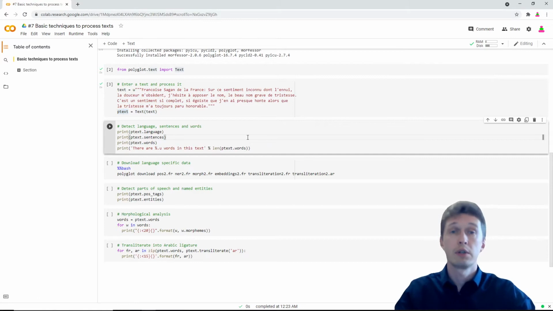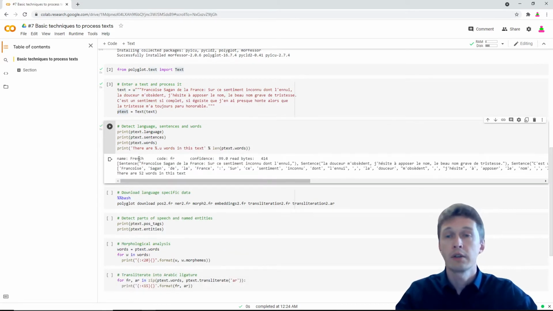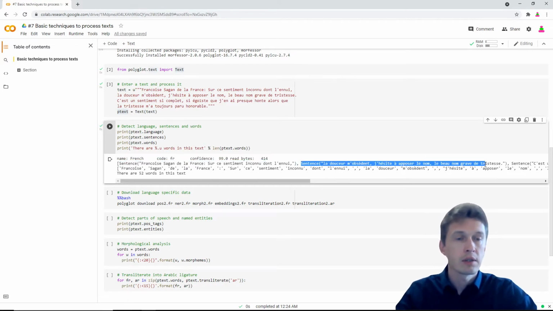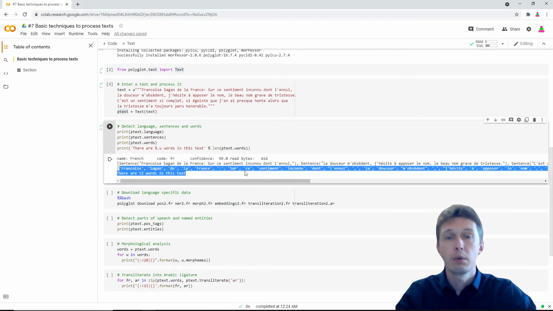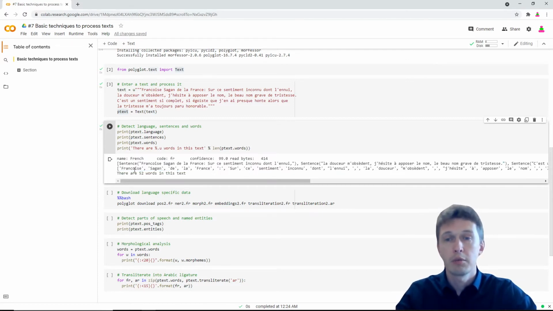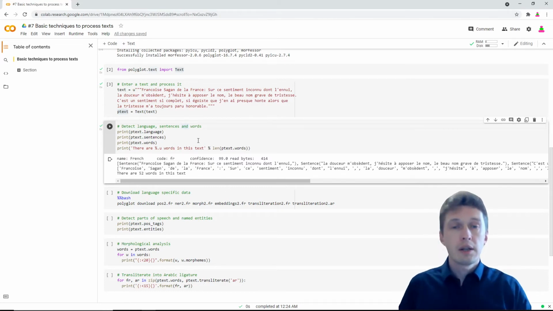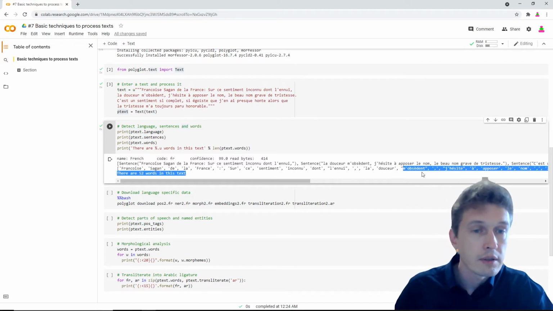Now we will detect what the language is, detect sentences and words, and count how many words there are in the text. Let's run. You see this is French, which is correct, and the confidence level is 99%, and we have a list of sentences, sentence 1, sentence 2 and further, and we have all the words. So each one is separately put as an item of a list. There are 52 words, including punctuation symbols. Okay, so it is correctly defining everything.